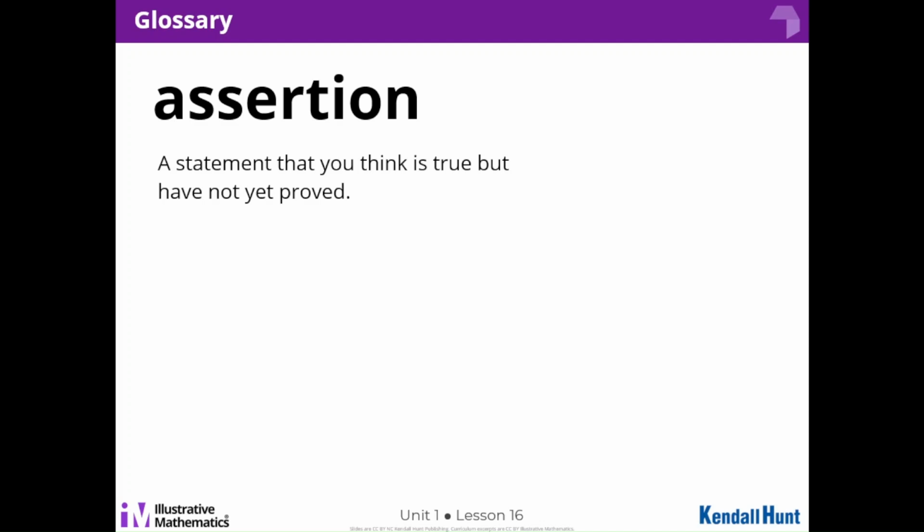For the glossary terms, a lot of these we've seen before. We'll start out with assertion. This is a statement that you think is true, but you have not yet proven that it's true.